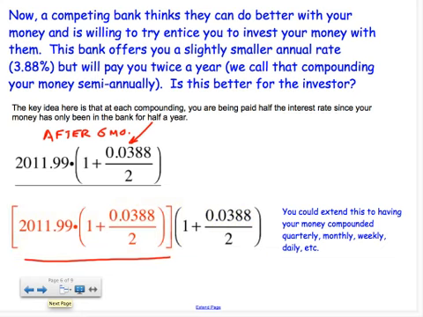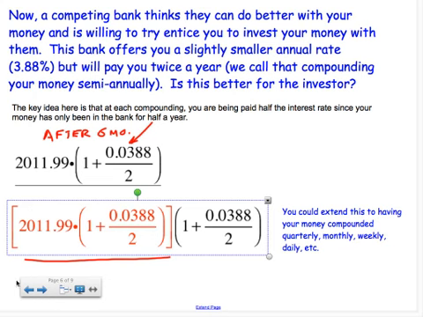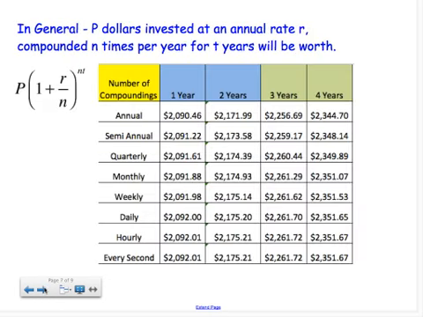All right? Now, this is where it gets even more interesting. Some banks do interest that way. Some banks do interest more often. They can do it monthly, 4 times a year, quarterly. You can do it weekly, daily, etc. And so, again, don't write this down, but I'm going to show you a table that shows you if you invest that $2,011.99, how much you would have in the bank after 1, 2, 3, and 4 years using these different compoundings.